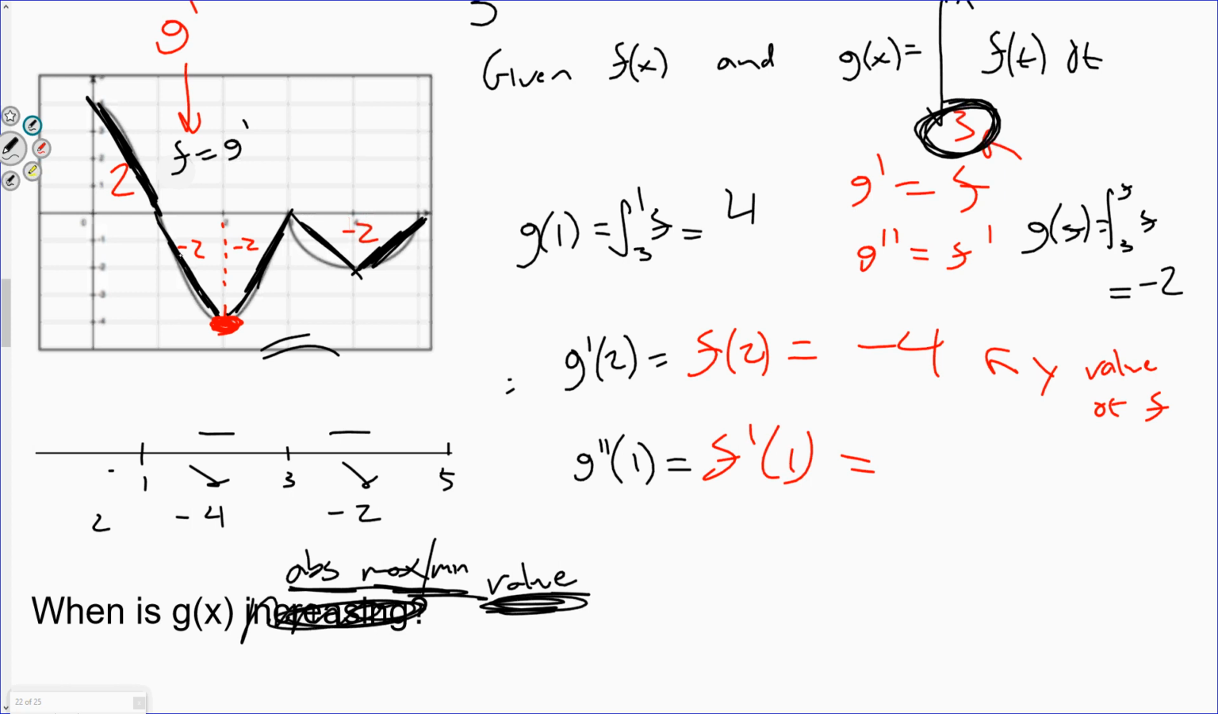So, you're talking about the slope of F at 1. The slope of F at x equals 1 is down 4 over 1, -4. So that's the y value, but that's the slope. Where do we have points of inflection?